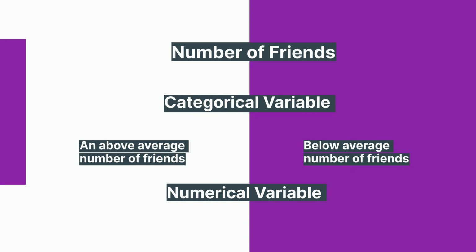So whether a variable is categorical or numerical really depends on how you define it and how you measure it. If you only ask people, do you have a lot of friends? And they can say yes or no, then your number of friends variable is basically a categorical variable because people can only answer yes or no. But if you ask them for a number, then you are measuring a numerical variable.